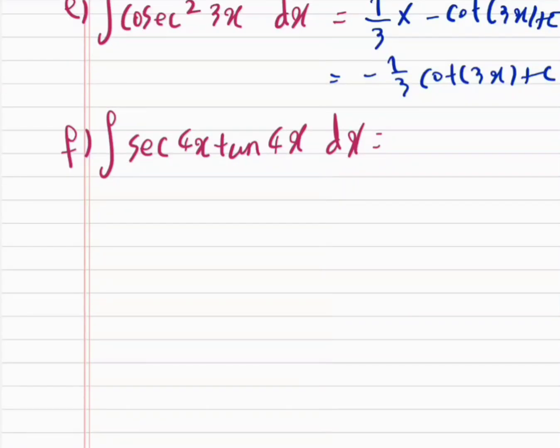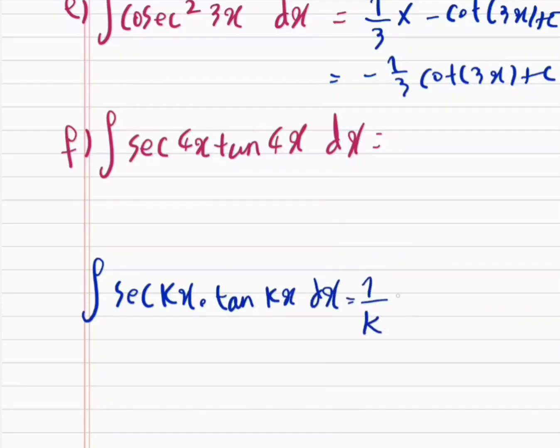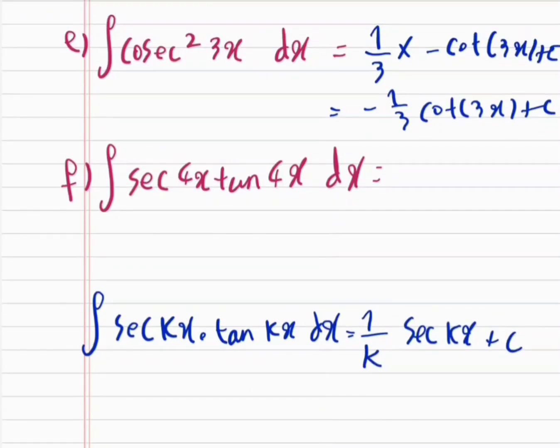Now for the next question, we have sec 4x times tan 4x, and we just need to remember the standard result: if we have sec kx times tan kx dx, this integrates to 1 over k sec kx plus c. So all I did in part E is exactly this standard result, but in a slightly non-memorizing way. Here k is just 4, so this becomes 1 over 4, and then sec kx times tan kx integrates to sec kx, which means sec 4x in this case, plus c.